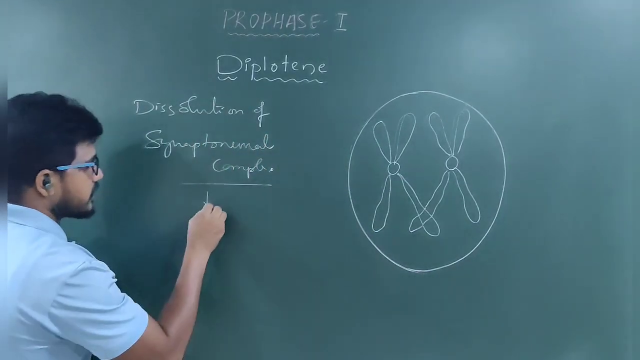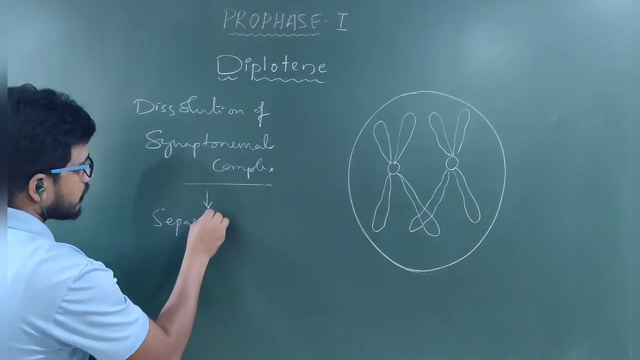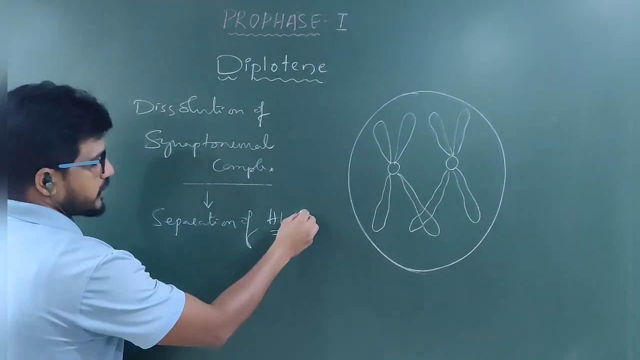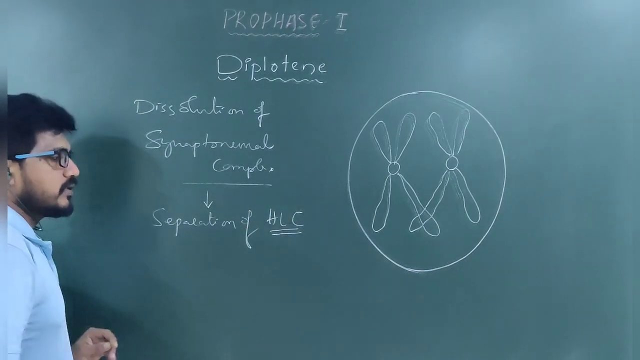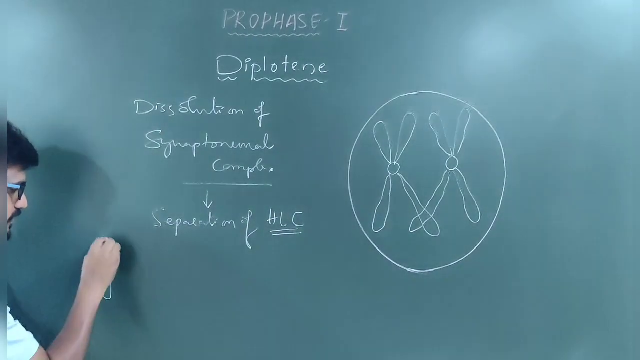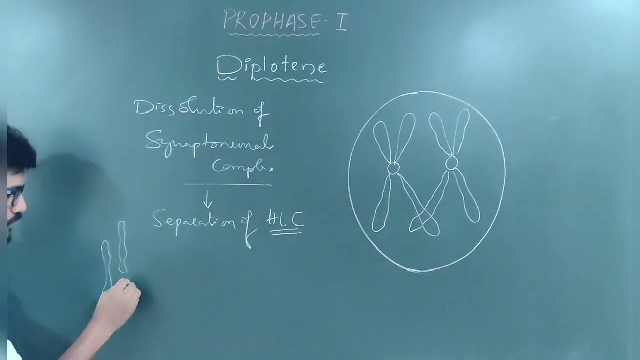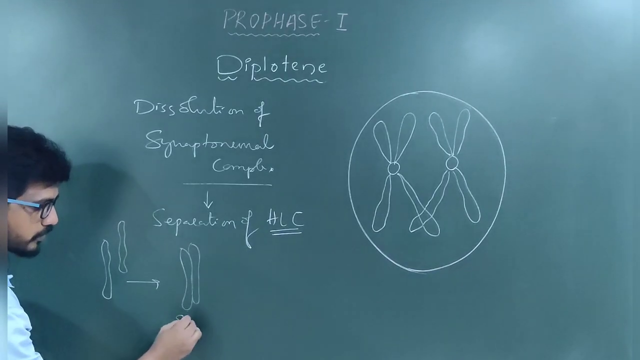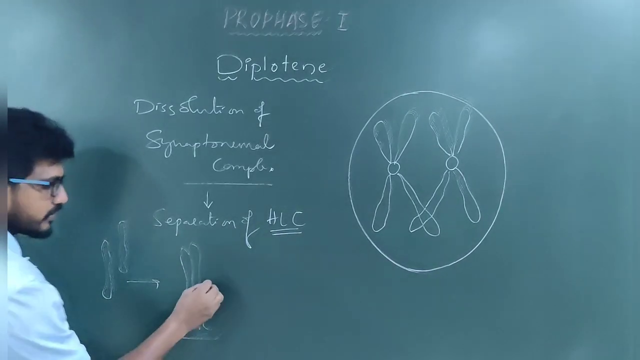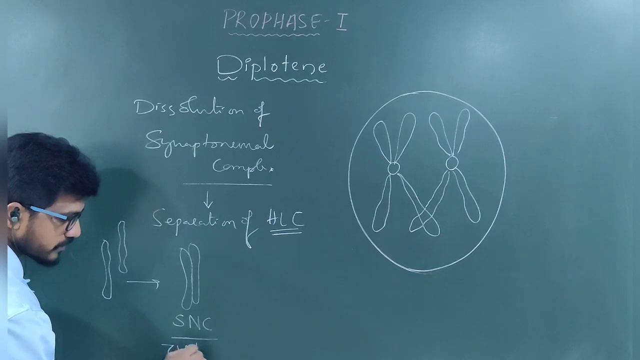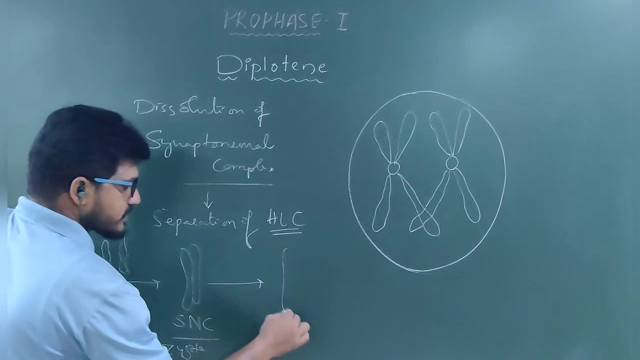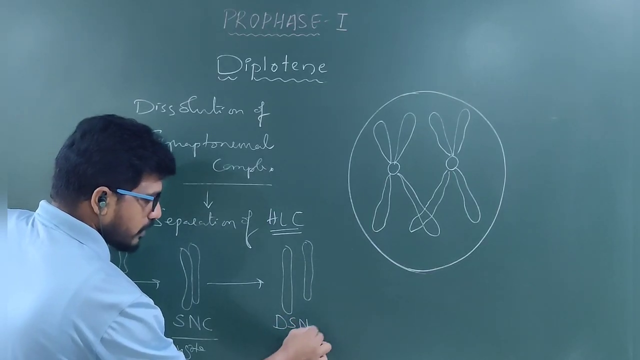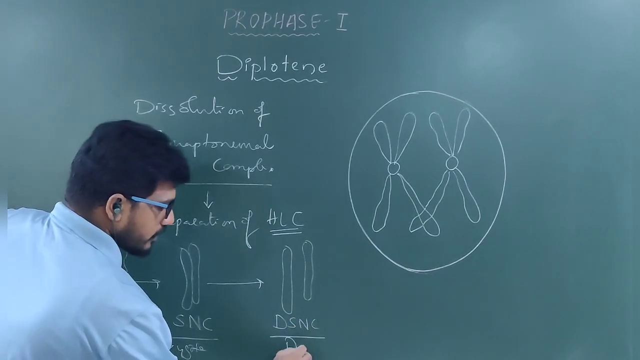So that separation of homologous chromosomes, HLC short form I have written over here. Actually these are two different chromosomes. These become bound like this. This is called synaptonemal complexes. This happened in the zygotene, right? These complexes again separate. That is the dissolution of synaptonemal complexes. It is happening in diplotene.